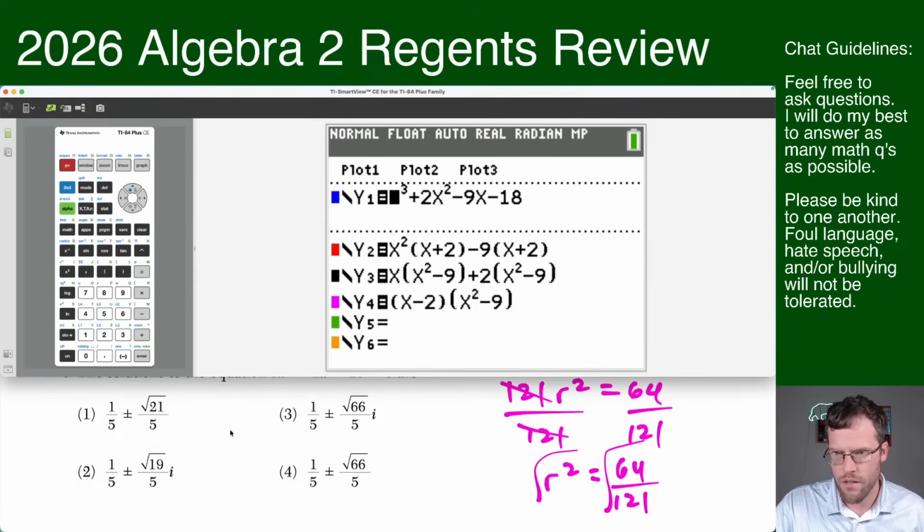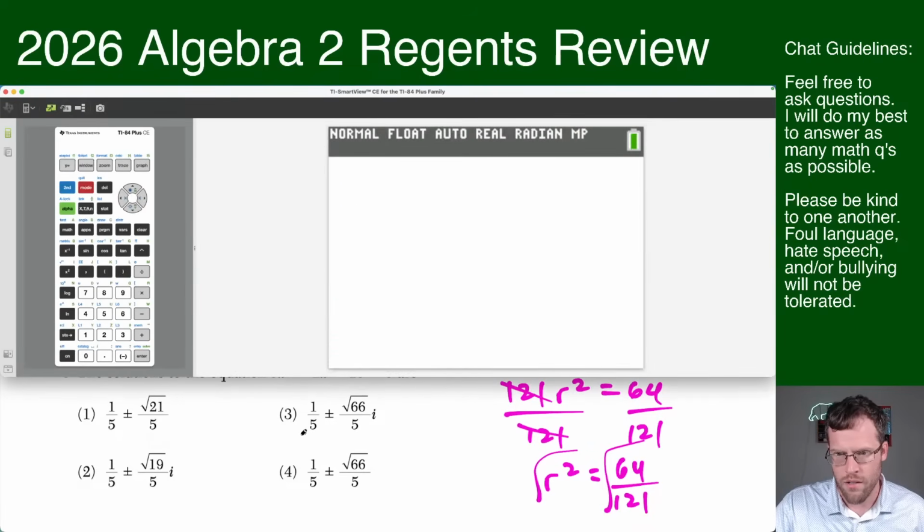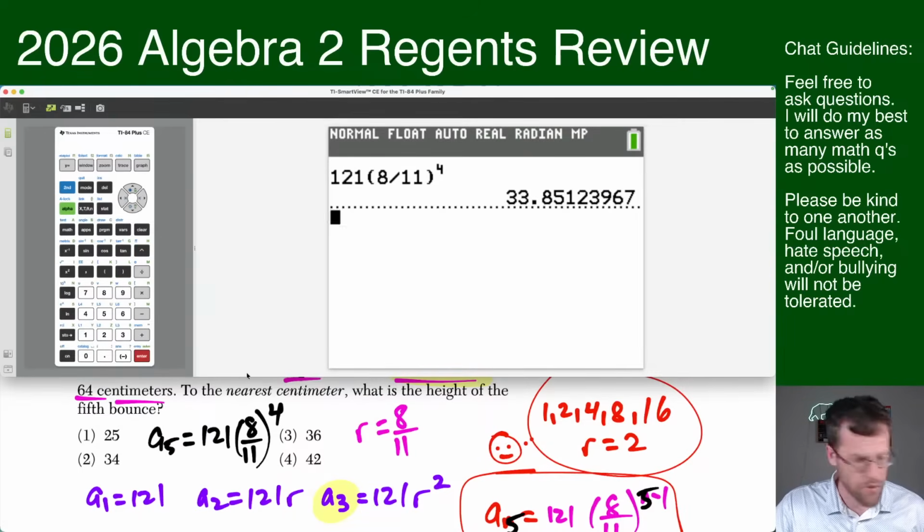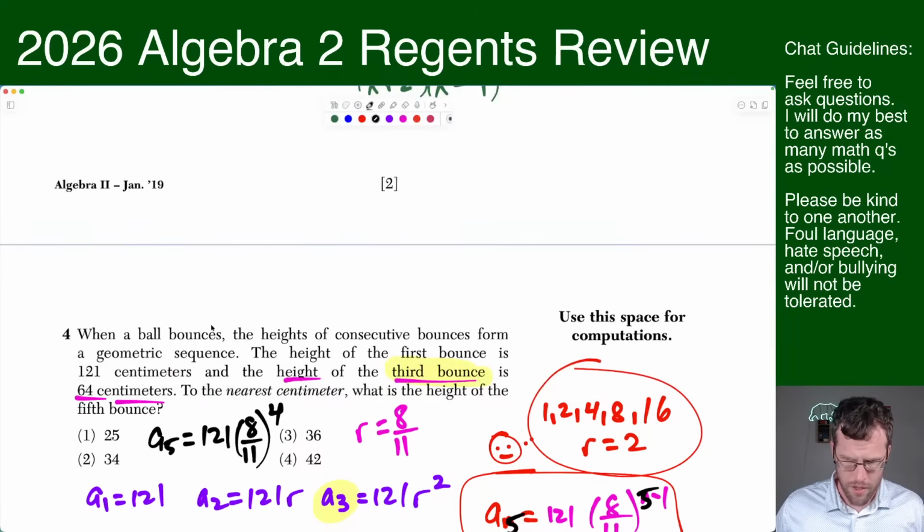So let's see, moment of truth. 121, parentheses, 8 over 11 to the 4th power. And they said to the nearest centimeter, so this would be 34. Okay, so this is going to match up with 34. Cool.